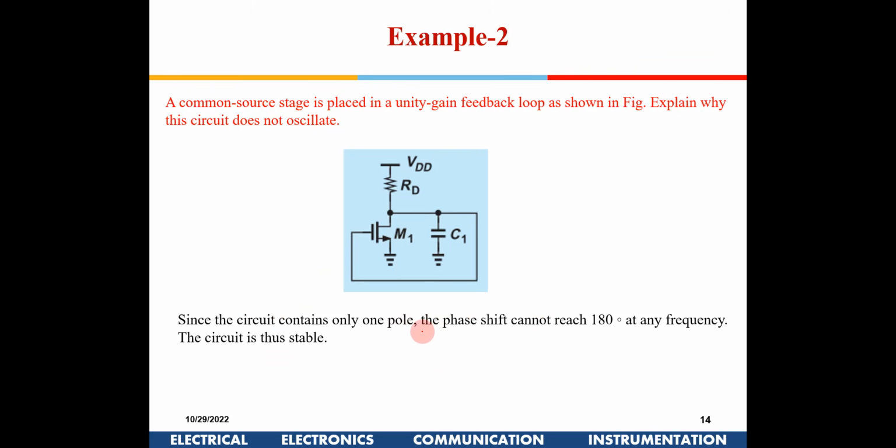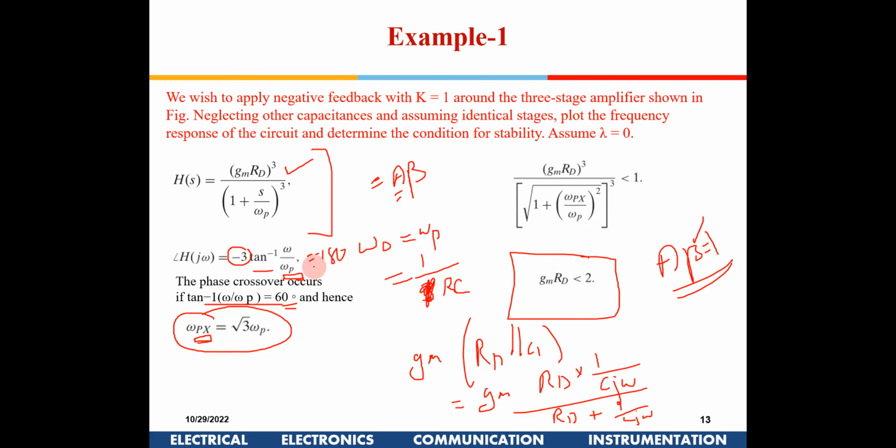Sir, how is the GMRD less than 2? That is the condition. Because here, from here what you get, omega p x is equal to root 3 times. So you put root 3 out here, right? So root 3 square, how much will it be? 3 plus 1, 4 and cube. So that has to be less than 1, right? So from there it has come.